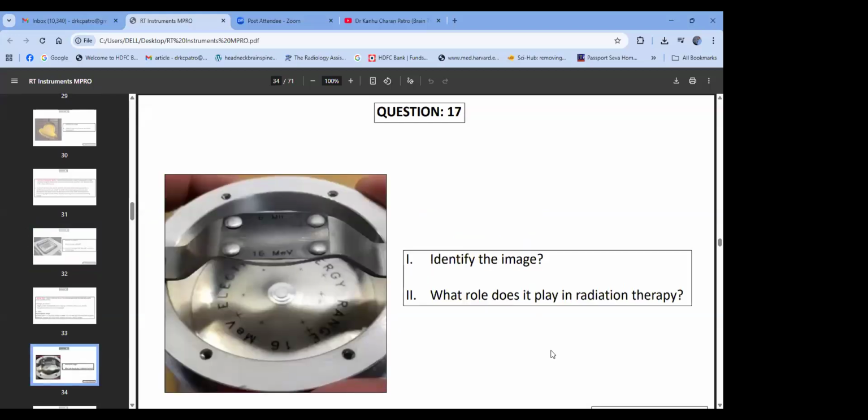So identify the device and role in radiotherapy. So this is a scattering foil, which is a thin sheet of metal made of tungsten or aluminium. So this is usually in the linac head.